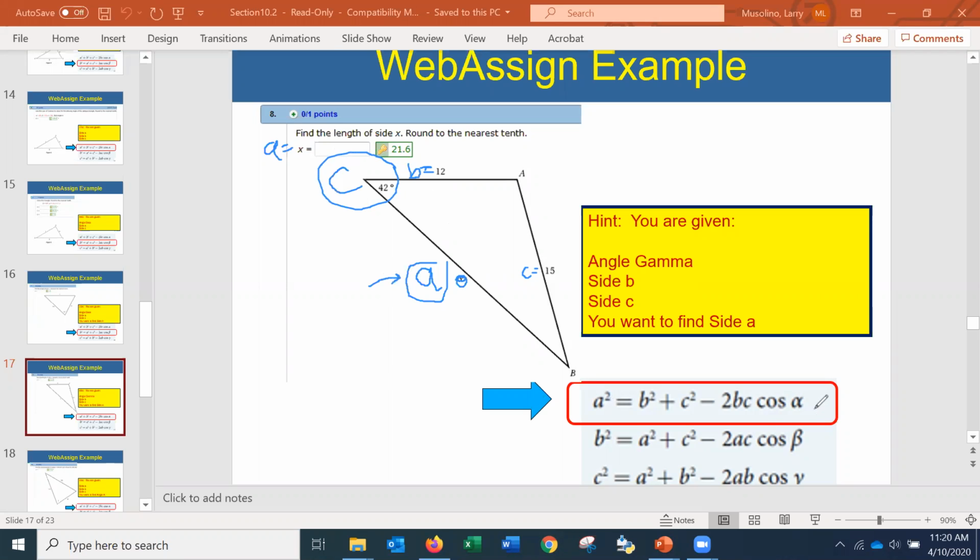So I might try to use this first formula here that's circled in red. But what is the problem? Why can't I use this first formula? Let me label these formulas as, let's say, formula 1, 2, and 3. Why can't I use formula 1 here? What's preventing me from using formula 1?